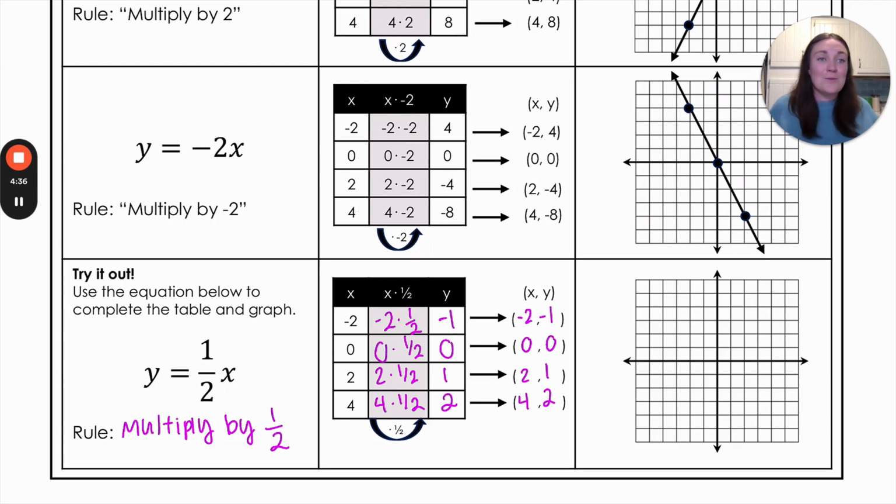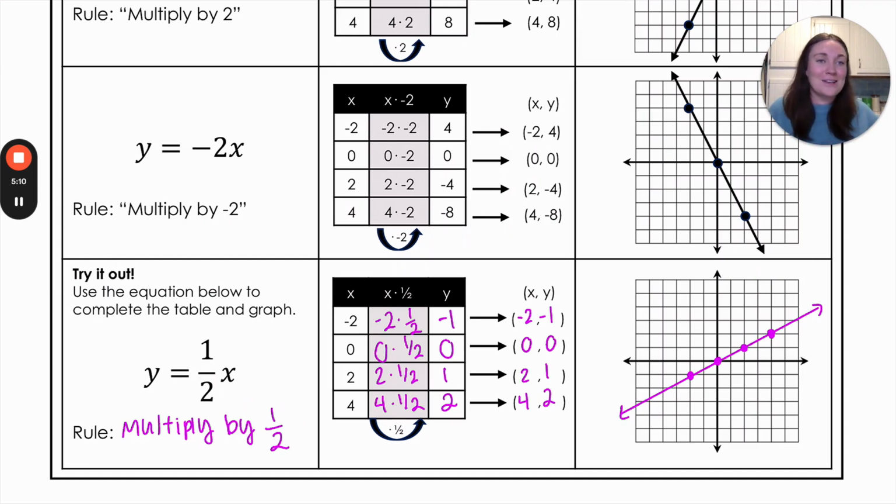So let's graph this and see what kind of line it makes. If we start with -2, -1, again, I'm starting at the origin. I'm going left 2 and down 1. 0, 0 is smack dab in the middle at the origin. 2, 1, we're going 2 to the right and 1 up, and then 4, 2, we are going here. So again, you can see that we are forming this perfect line, and these are all the different ways to represent that function, y = 1/2 x.